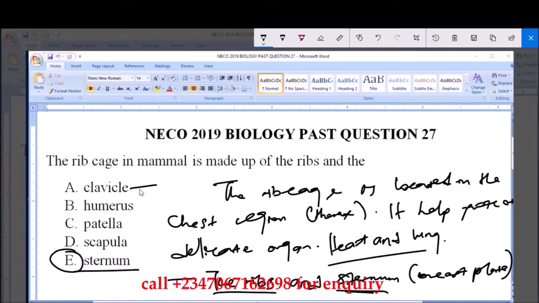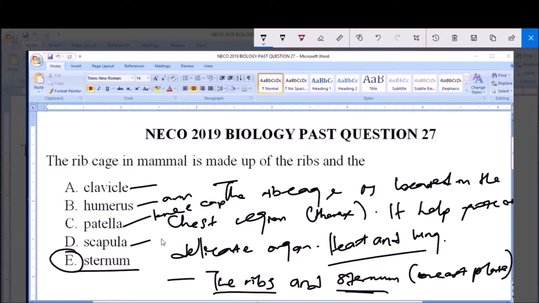Now the clavicle here just provides attachment for the scapula, that is, it attaches the scapula to the body. Then the humerus here is the bone of the arm. The patella is the kneecap, and the scapula here is the shoulder blade. You can call this clavicle the collarbone, but the sternum and the ribs make up the rib cage that helps protect what, the heart and the lungs. So option E is the answer to this question.